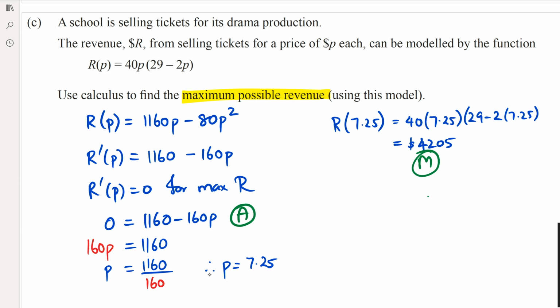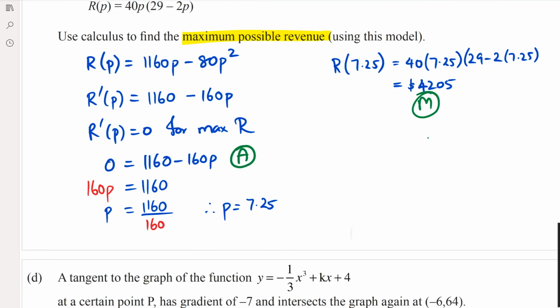Okay, that's question C. We go to question D, which is the last question. And it's one of those weird questions where you get 2 T's for it. But let's have a look at how to do this.